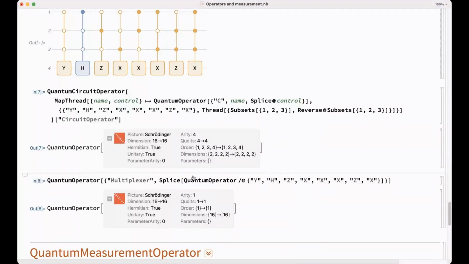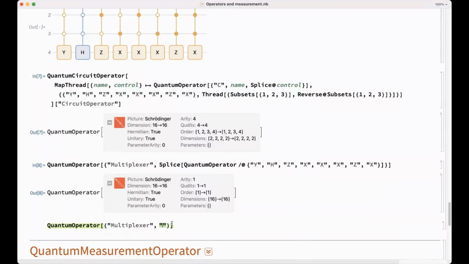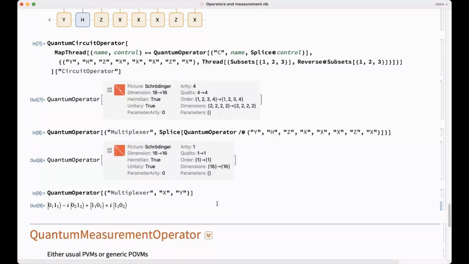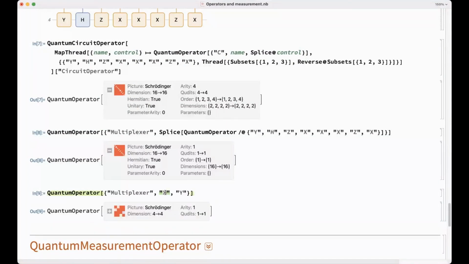Okay, let's show a simpler example. Let's have an operator, quantum multiplexer. Let's kill all of that. Simpler example. For example, let's go with X and Y. So now this should be X, not XY. Let's go with identity and I. Identity and I should be the same as Control C.